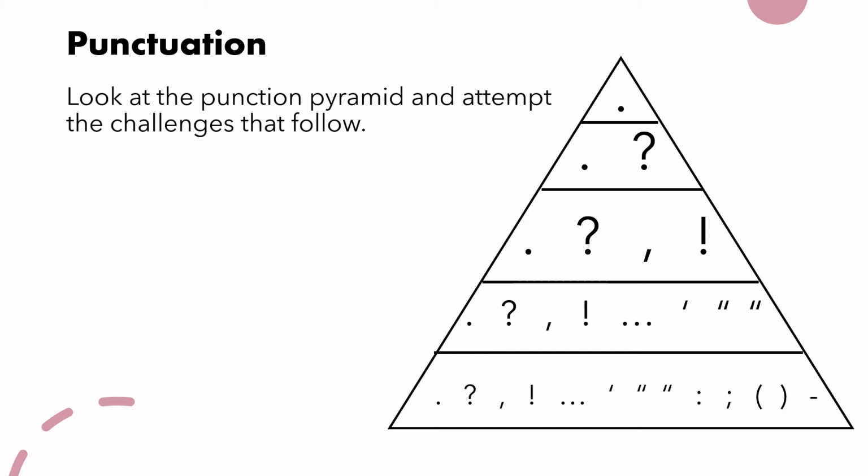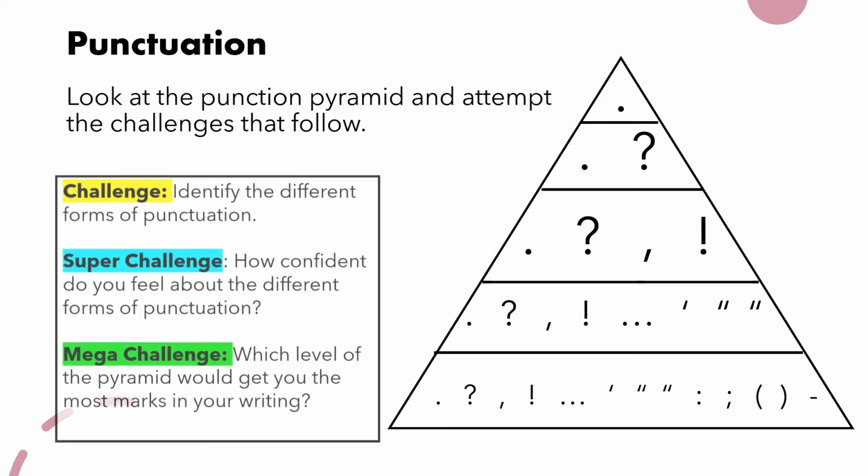Look at the punctuation pyramid and attempt the challenges that follow. So if you haven't seen this before, a punctuation pyramid shows us all the different ranges of punctuation that you should be able to use in your writing, especially if you want a high grade at GCSE English. At the top of the pyramid, we have quite simple and basic punctuation, things like our full stop and question mark, and as we go further down you can see they're getting more advanced.